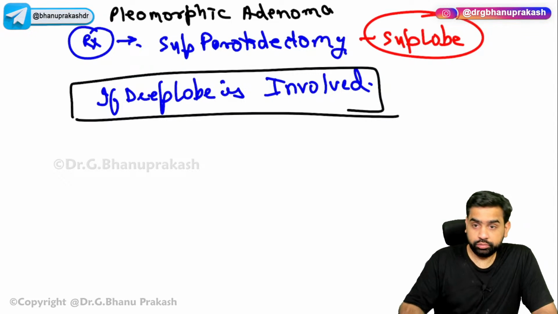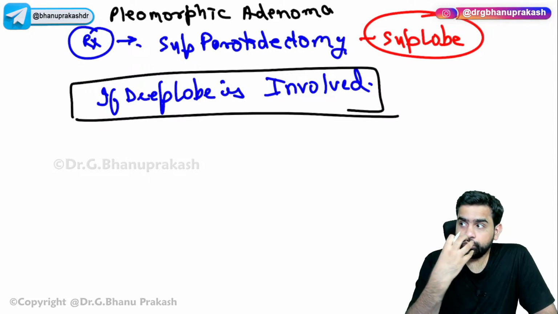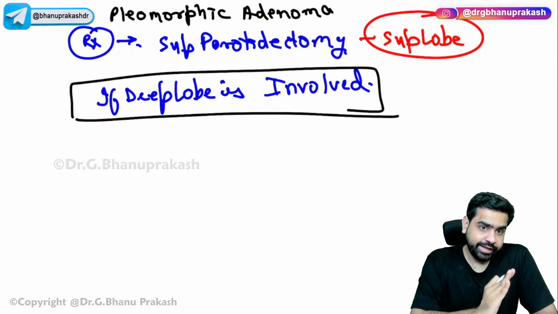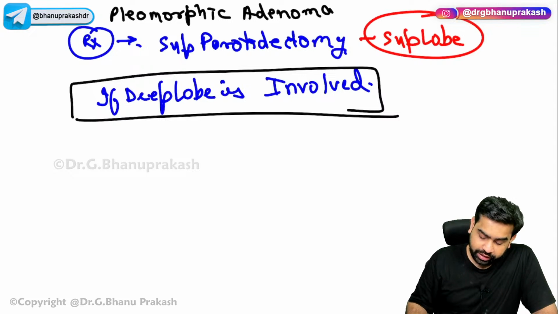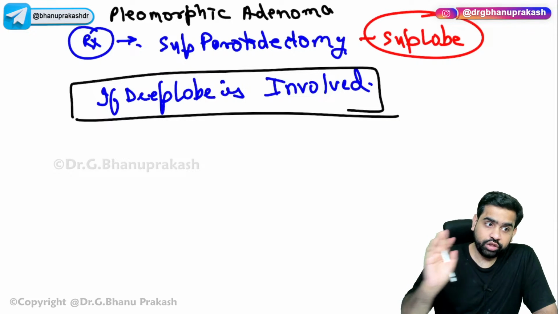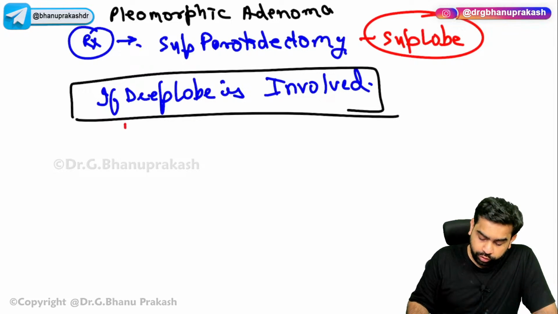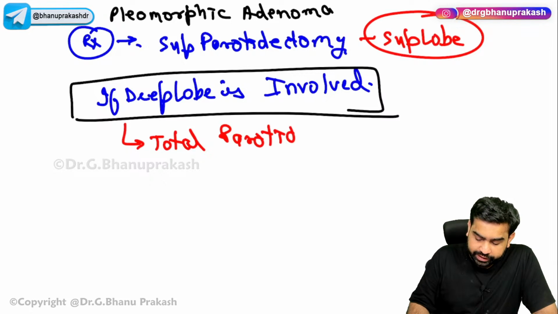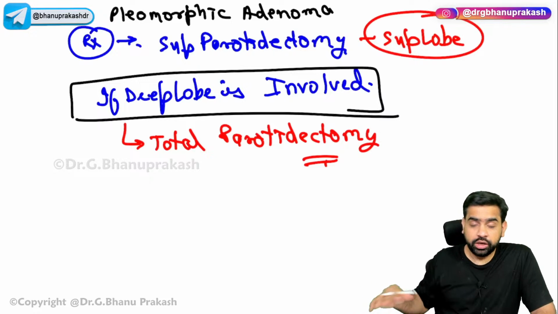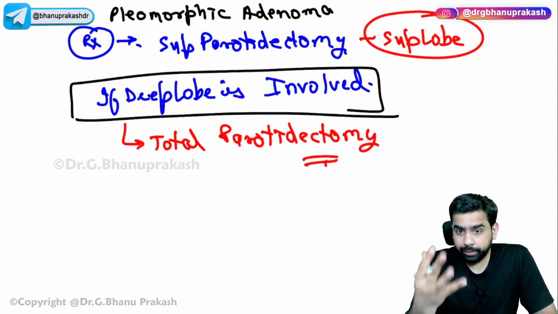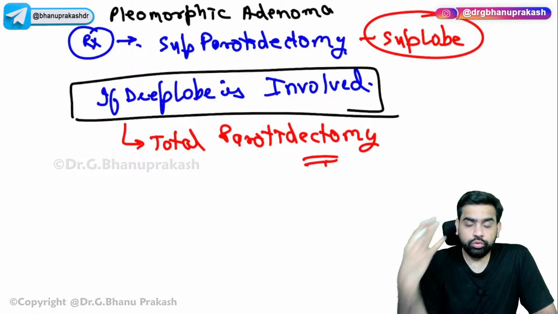that the deep lobe is involved? When you do an oral examination, the tonsils and the uvula are shifted medially. If the tonsils and the uvula are shifted medially, then you say that the deep lobe is involved, and over here what you have to perform is a total parotidectomy. You understand my point? If only the superficial lobe is involved, you perform a superficial parotidectomy, but if the deep lobe is also involved, then you have to perform a total parotidectomy.